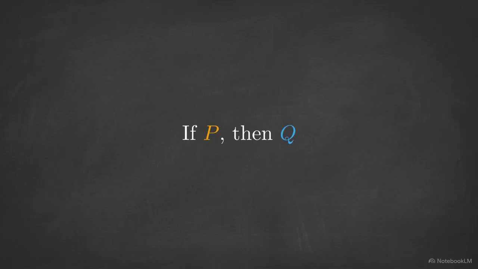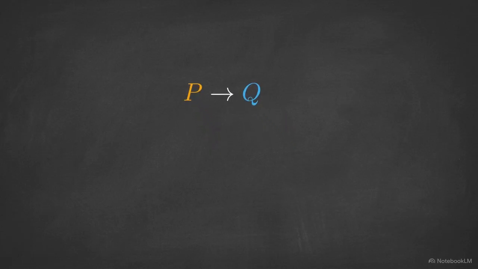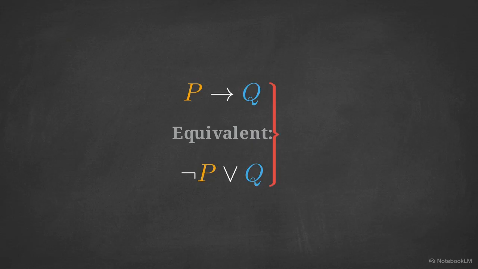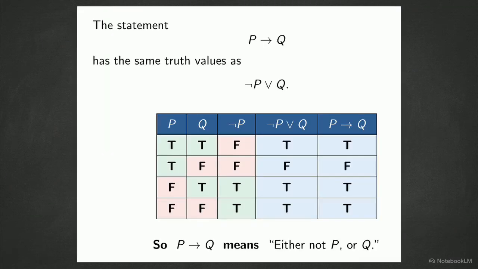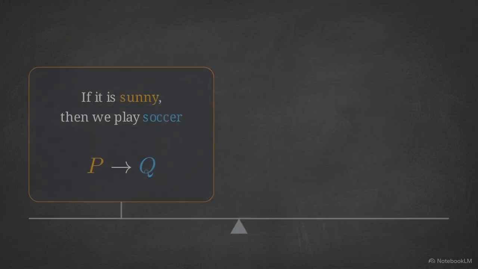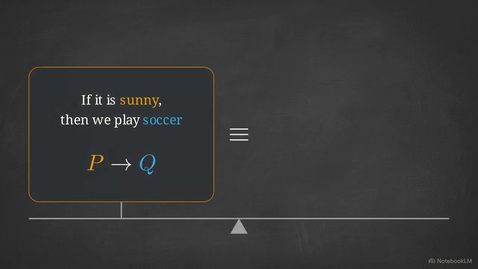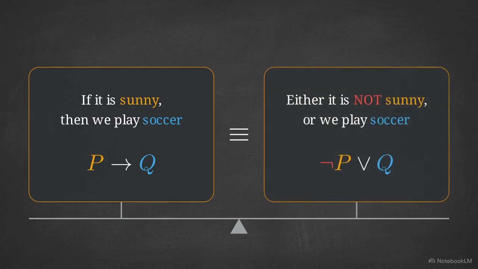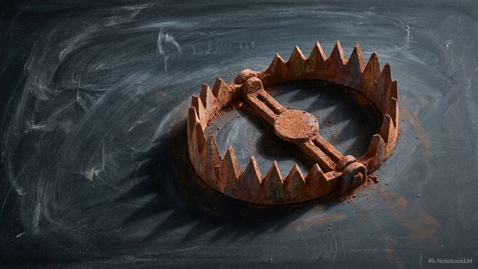Once we map a promise logically, we can translate it into entirely new phrases without ever changing its core truth value. This chart demonstrates the equivalent form. Notice how the truth columns perfectly match for "if P then Q" and "either not P or Q." Saying "if it is sunny then we play soccer" is mathematically identical to saying "either it is not sunny or we play soccer."